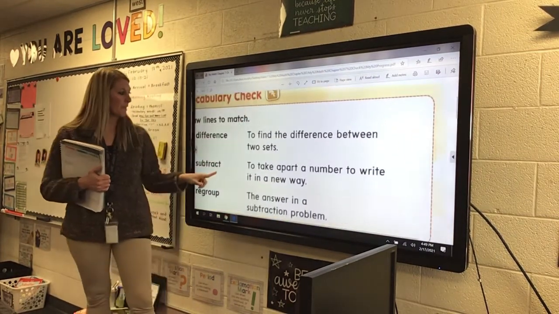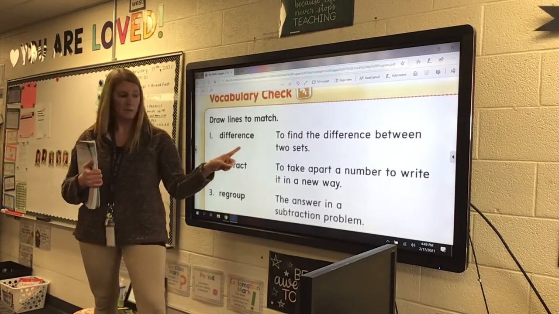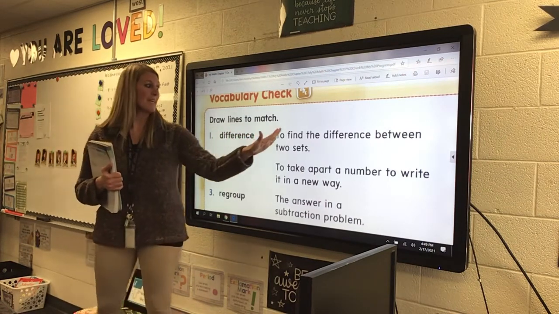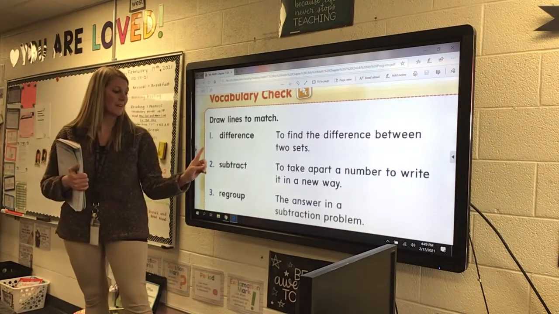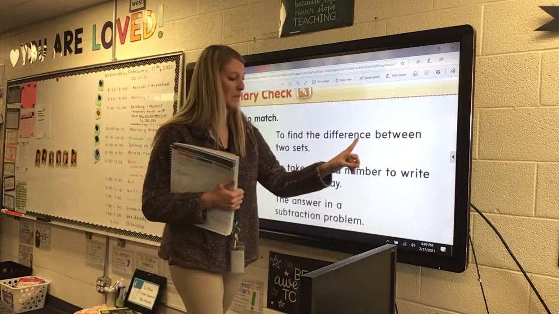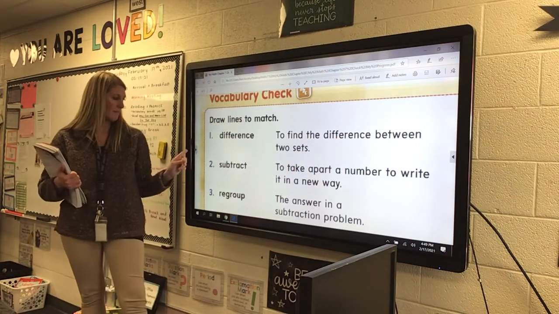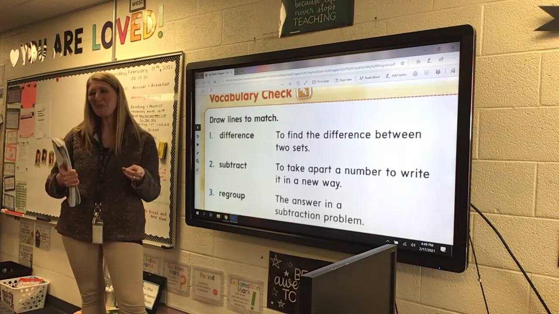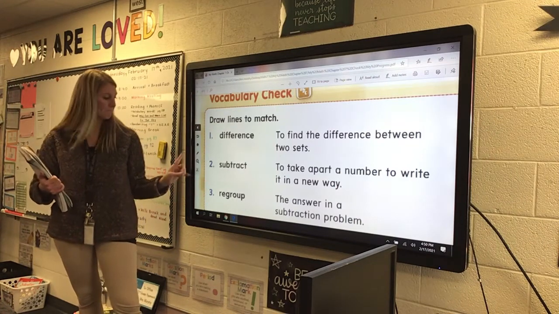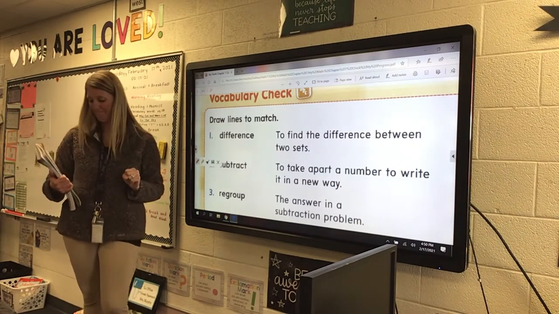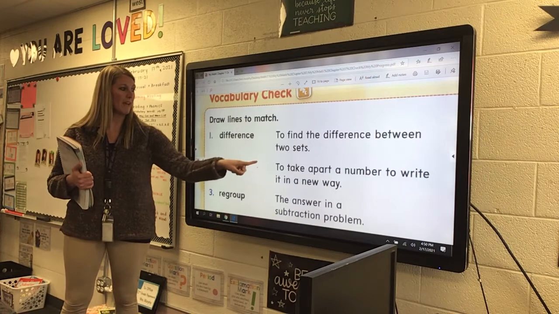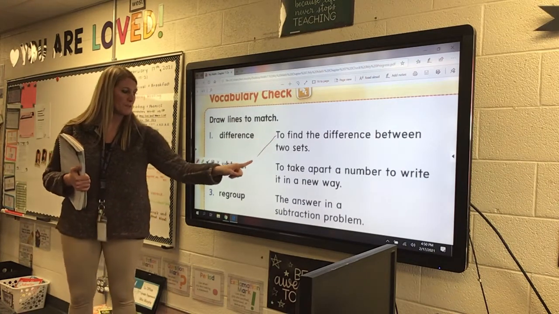So you need to look at our 3 vocabulary words: difference, subtract, and regroup. So I'm going to read each clue and then we'll figure out which vocabulary word matches it. To find the difference between 2 sets. So if I'm finding the difference, what am I doing? Am I finding the difference, subtract, or regrouped? If you are finding the difference, you are subtracting. Oops. So we're going to draw a line from this first one down to subtract.